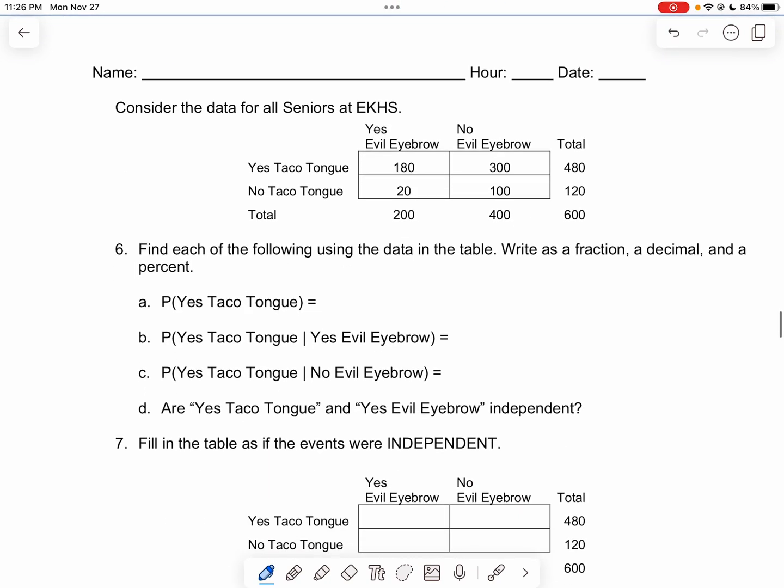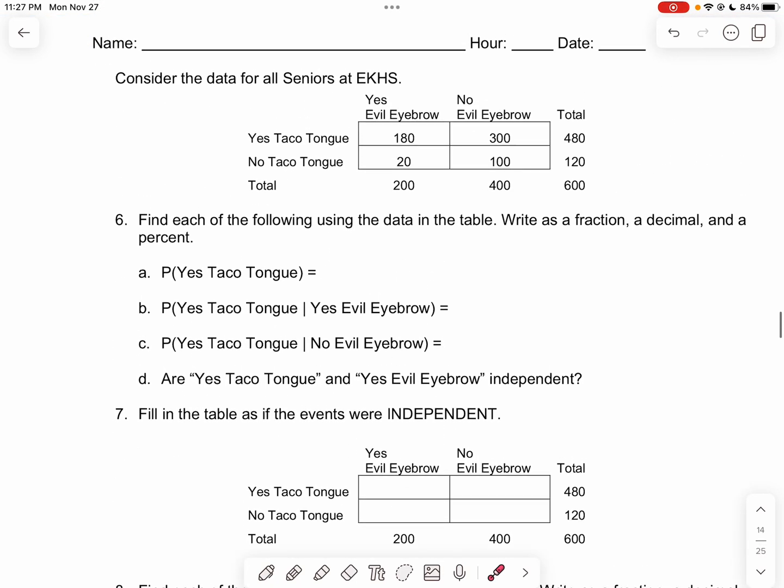All right, so go ahead and take a look at the data here given for all seniors. Go ahead and fill it out and specifically take a look at the yes, taco tongue, and evil eyebrow, and judge whether those two events are independent. Does yes on the evil eyebrow affect the probability of yes for taco tongue?